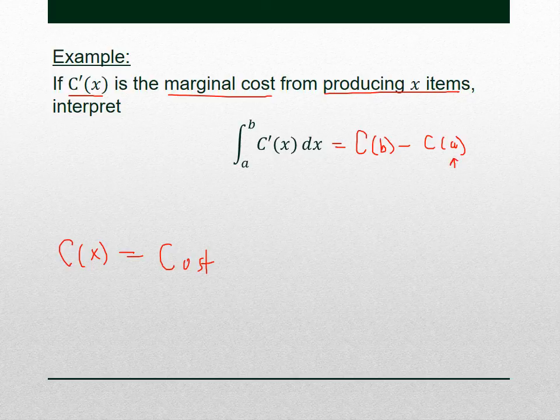It's going to give us the difference in cost from starting out at making A things and going all the way up to making B things. Another way to say it is that's the accumulation of your cost from when X was A to when X was B.